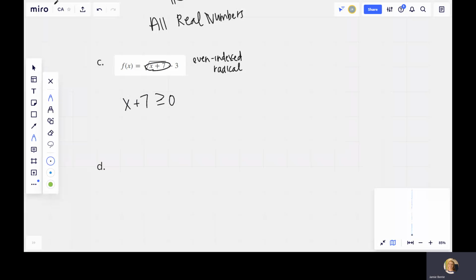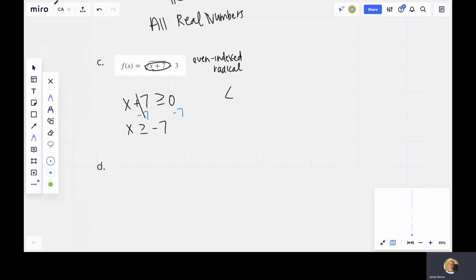We do not care about this minus 3 out here. All we care about is what's underneath that radical. So x plus 7 is underneath the radical, so that's what we care about. We're going to solve this now. We get x by itself by subtracting 7 from both sides. Cancels out over here. You got x is greater than or equal to -7.